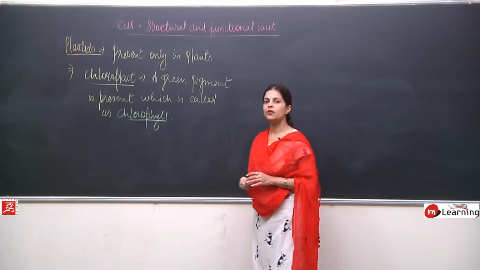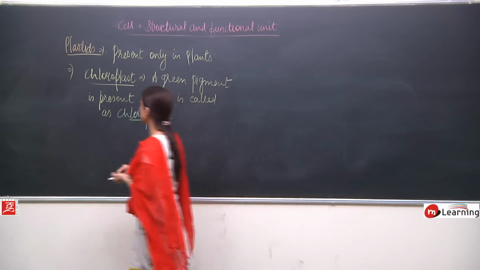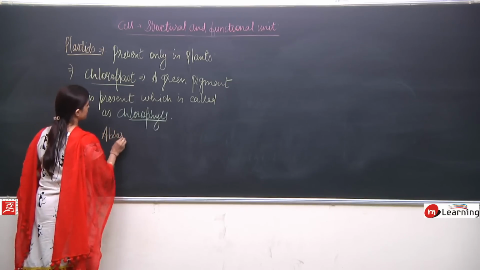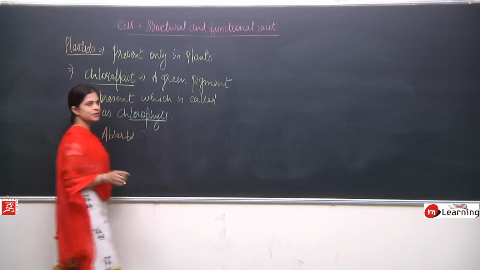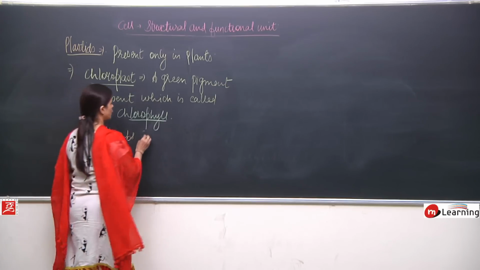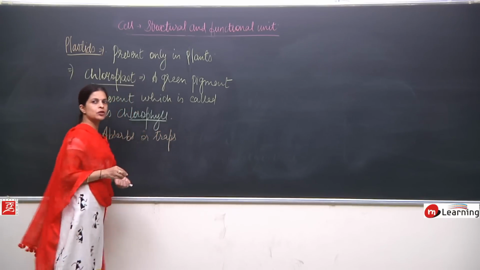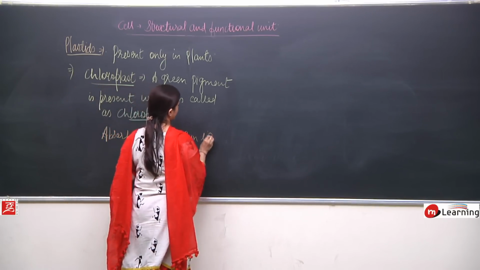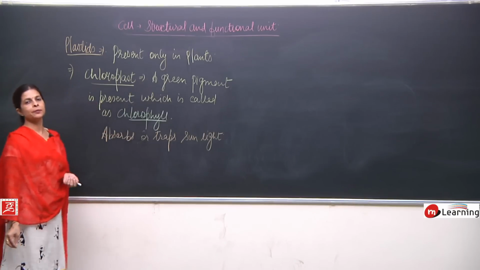So what is the function of chloroplast? To absorb the sun's energy, or we can even write traps. It absorbs or traps sunlight and converts it into chemical energy.